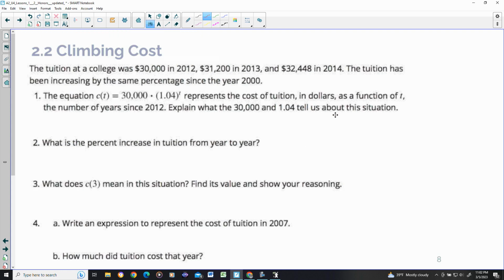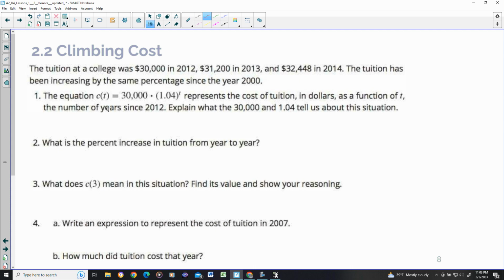Okay, next question. The tuition at a college was $30,000 in 2012, 31,200 in 2013, 32,448 in 2014. Tuition has been increasing by the same percentage since the year 2000. Yay! Lucky you guys, right? Okay, so the equation C of t equals 30,000 times 1.04 to the t power represents the cost of tuition as a function of the number of years since 2012.